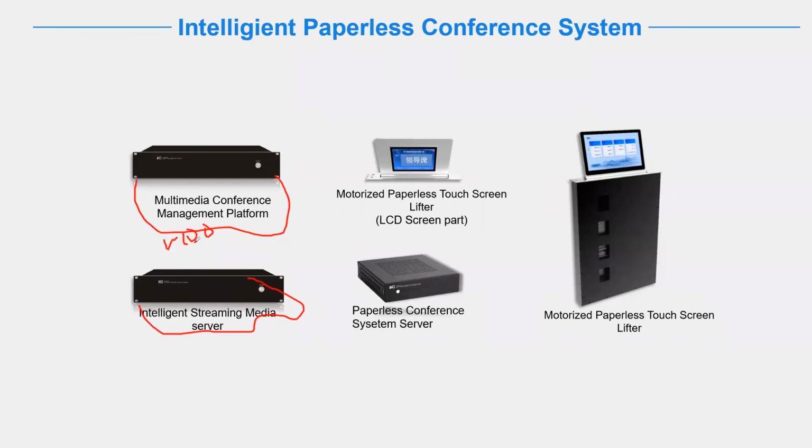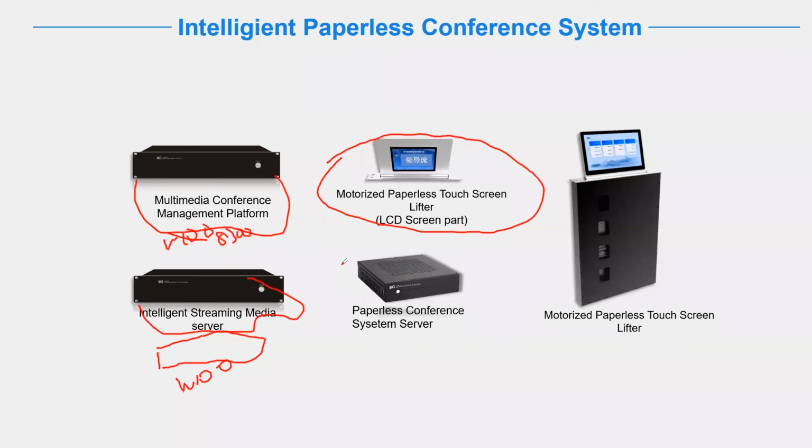Oh, excuse me, this one should be the TS-A300. And for the audio speaking, we'll have another server, the W100, to control the speaking, as we mentioned in the system diagram. And this one is the motorized paperless touch screen lifter, LCD screen. This is only a screen without the PC. And this box, the paperless conference system server, is actually a mini PC. So with these four devices, they will group up into a paperless system.